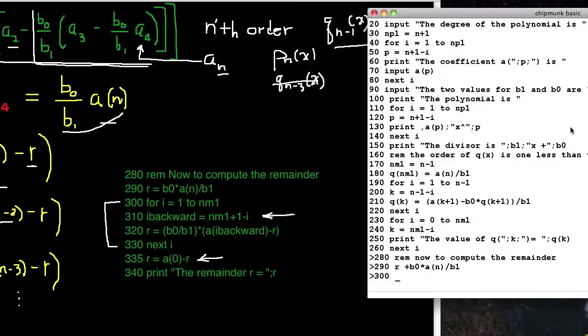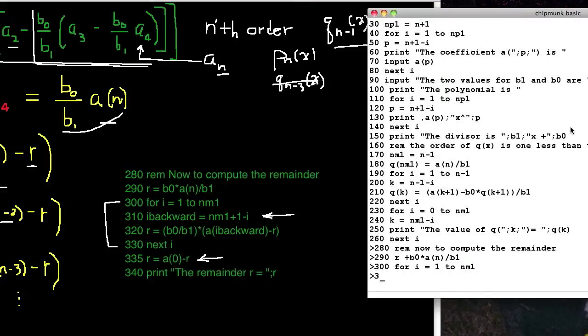300 for I equals 1 to n minus 1, 310 I backward, oh, I want it I backward, I backward equals n minus 1 plus 1 minus I.